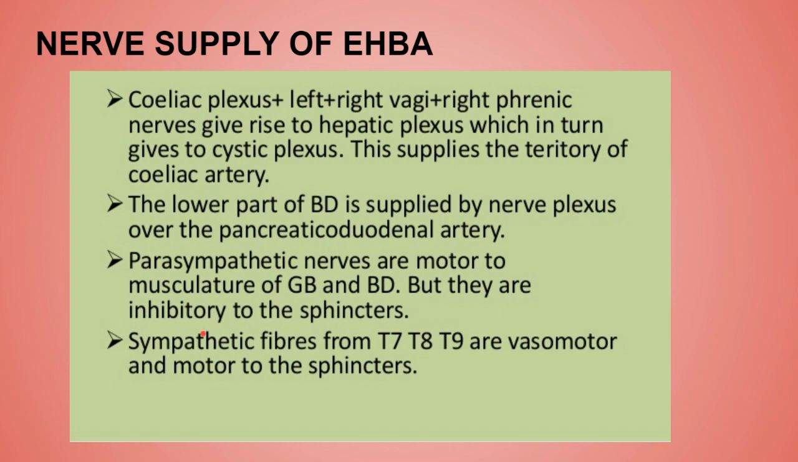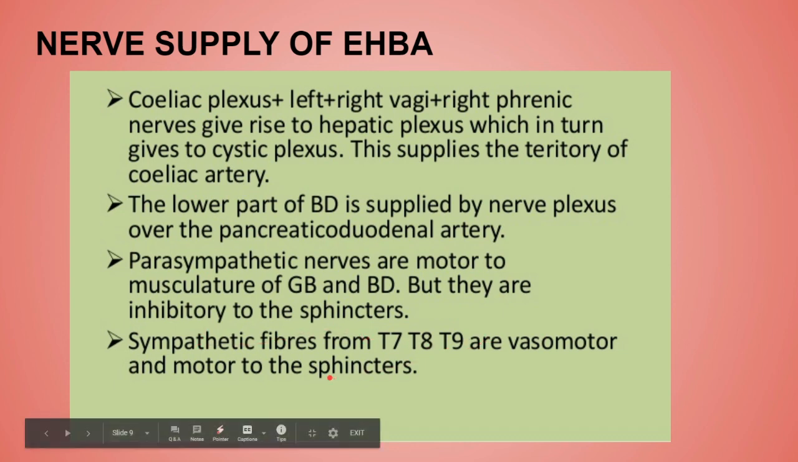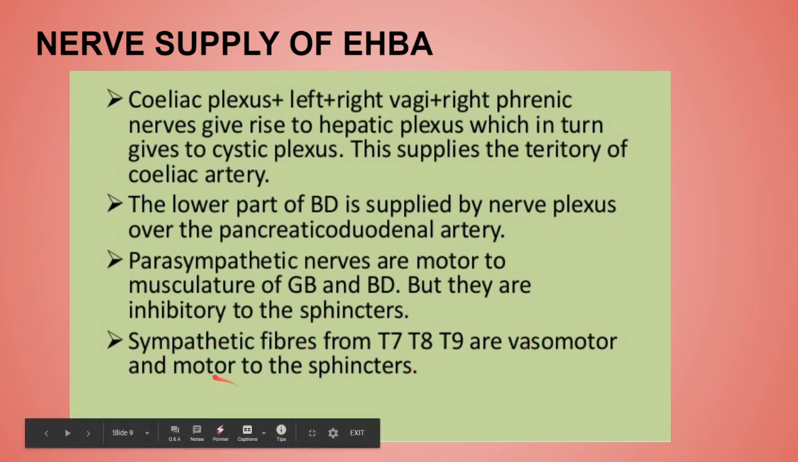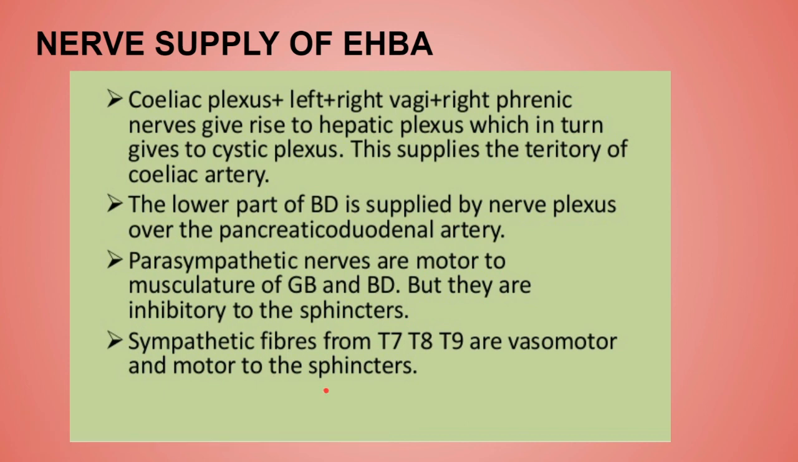Okay, but the sympathetic fibers from T7, T8 and T9 are vasomotor to the sphincters, and they are motor to the sphincter, remember. Okay, so parasympathetic are inhibitory to the sphincters, that is the sphincter of Oddi, sphincter of Boyden, sphincter of Choledochus, and the pancreaticus sphincter. Okay, they are inhibitory. Okay, while the sympathetic is vasomotor and motor to the sphincters, means they will allow the opening of the sphincters.